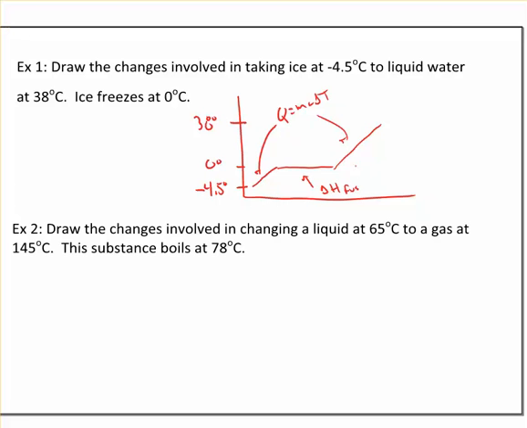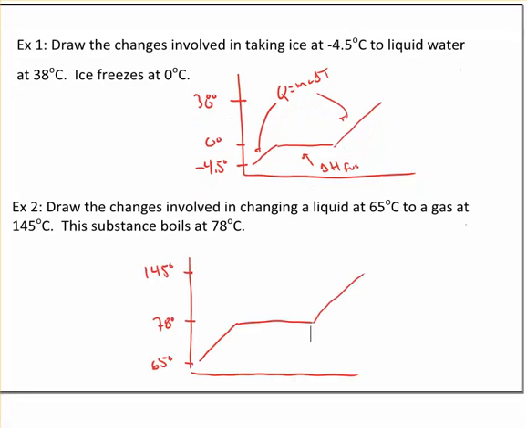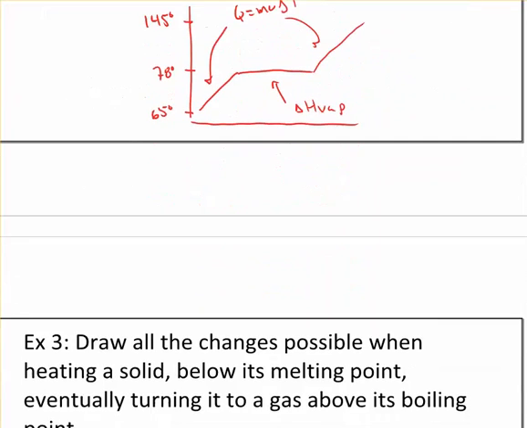For example 2, draw the changes involved in changing a liquid at 65 Celsius to a gas at 145 Celsius. This substance, which is not water, boils at 78 Celsius. Pause the video and try that right now. Is this what you came up with? Remember again, just like before, within a phase, we'll use Q equals mc delta T to solve for those temperature changes, the energy involved in those temperature changes. And here we'll use the delta H of vaporization for this substance to solve for the energy required during the phase change.